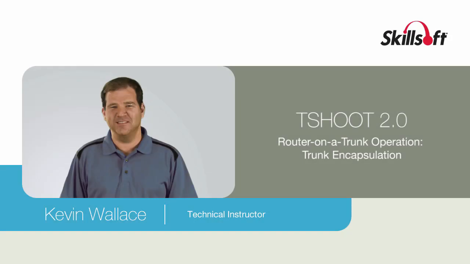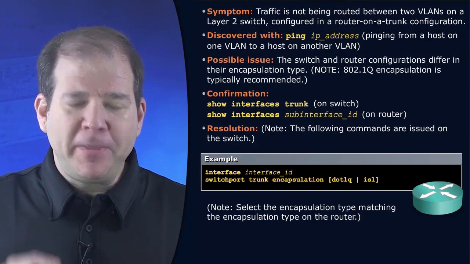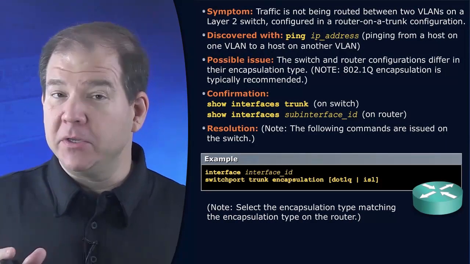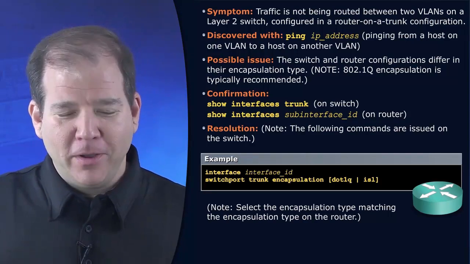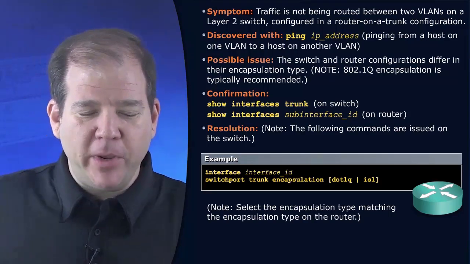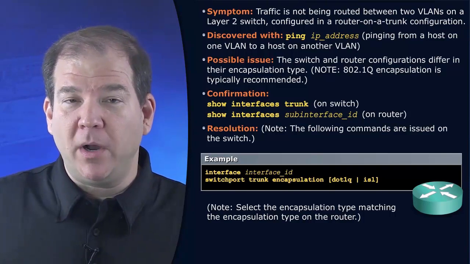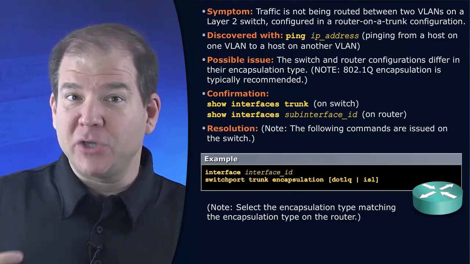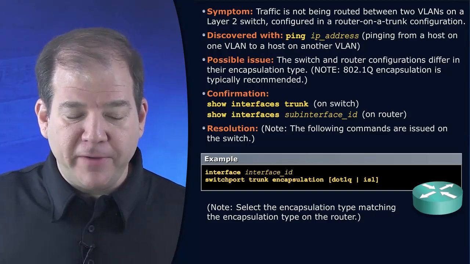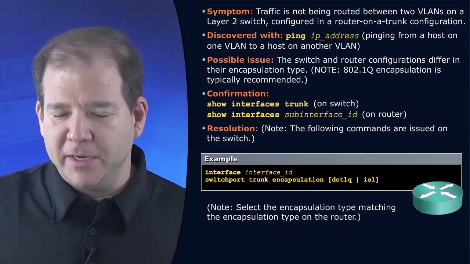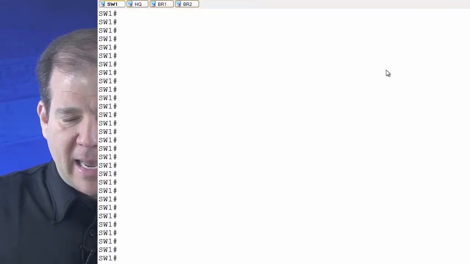One issue that we might have when we're dealing with a router on a trunk configuration is that the encapsulation type for that trunk set on the switch is incorrect. How do we know? How can we fix it if it's wrong? Well, you see the syntax on screen for doing that. We can do a show interfaces trunk to see what the encapsulation type is currently. And if it's wrong, we could go into interface configuration mode and fix it with the switchport trunk encapsulation command. Let me show you how to do this on a live interface.